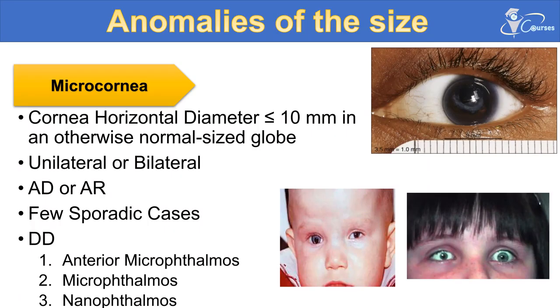So don't forget: in anterior microphthalmos, the anterior segment is small. In microphthalmos, the whole eye is small but disorganized. In nanophthalmos, the whole eye is small but it is normal. Okay, so this is the differential diagnosis of a microcornea.